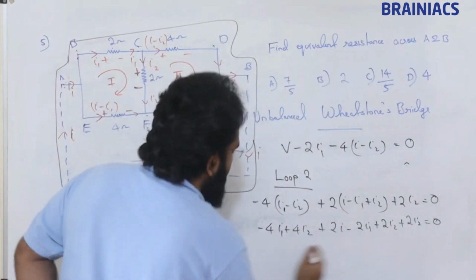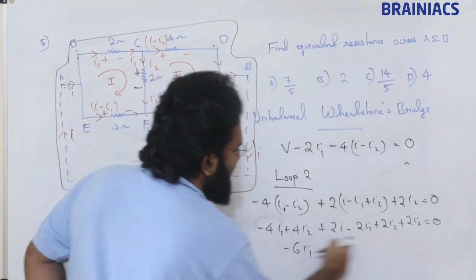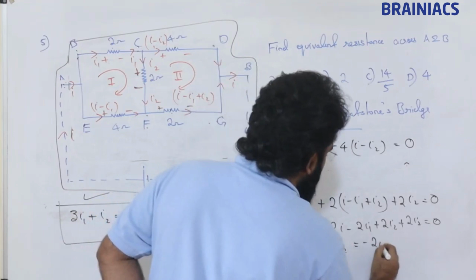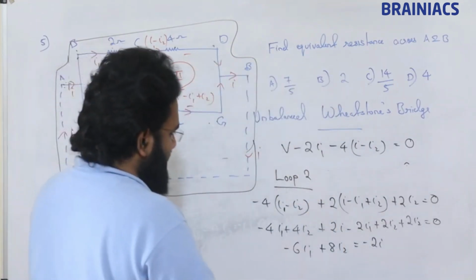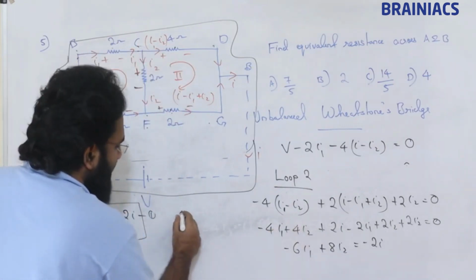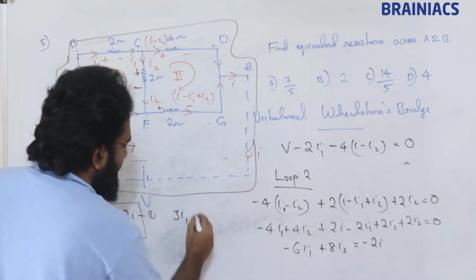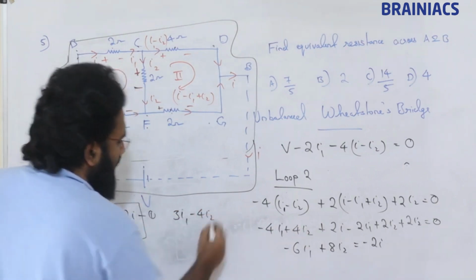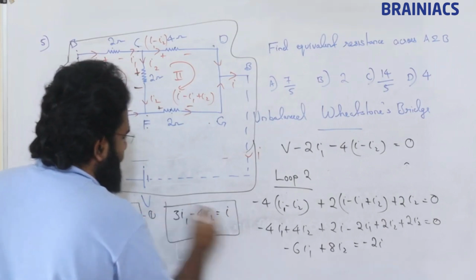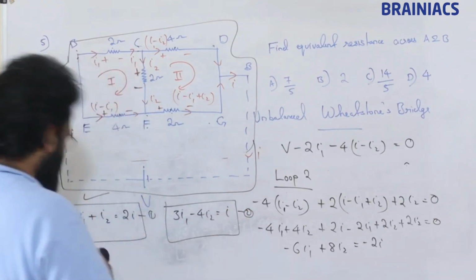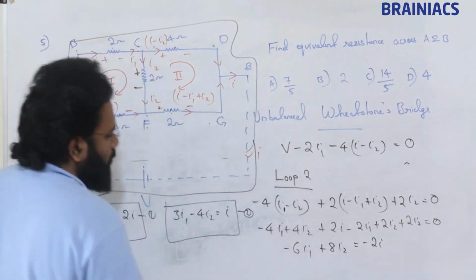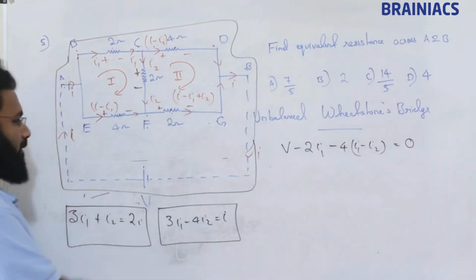So what will we be getting? Minus 6i1 plus 8i2 is equal to minus 2i. So dividing with the 2 and just arranging the signs, plus minus to plus, we will be getting 3i1 minus 4i2 is equal to I. Correct? So this is equation 2. Note it down till this. Okay, I am erasing this loop 2. So we got both the equations.